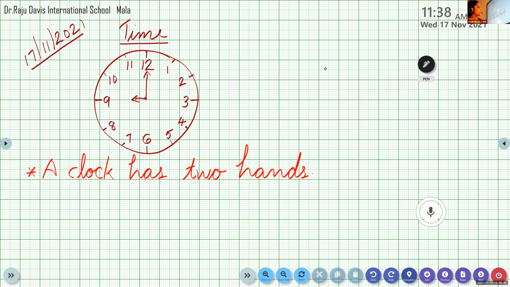Wait a minute. It will come now. Some are facing the network issue. Ma'am, I cannot see. My dear, here there is no problem. Here it is okay, and some are writing from the screen. Maybe you're facing the network issue. Wait a minute. I will send the notes in the group also, so that you can copy them then.